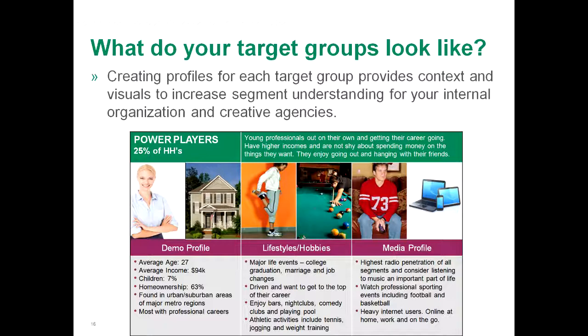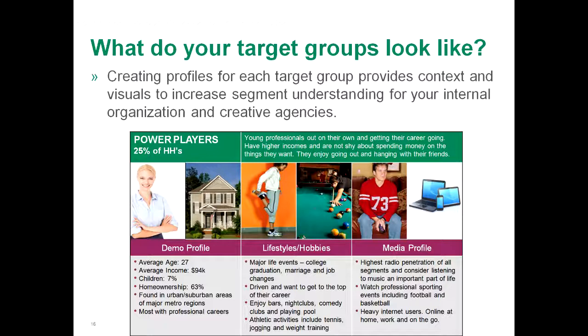And if we think about their lifestyles and hobbies, all of this was pulled directly out of the platform. Once we put together those groups, we're not going out and doing primary research to better understand what these groups look like. All this is data that exists within the platform. And so understanding what their major life events are, graduated from college, or getting married, even changing jobs. We know that attitudinally they're very driven and want to get to the top of that career ladder. They're going out to bars and nightclubs, hanging out with friends, playing pool.